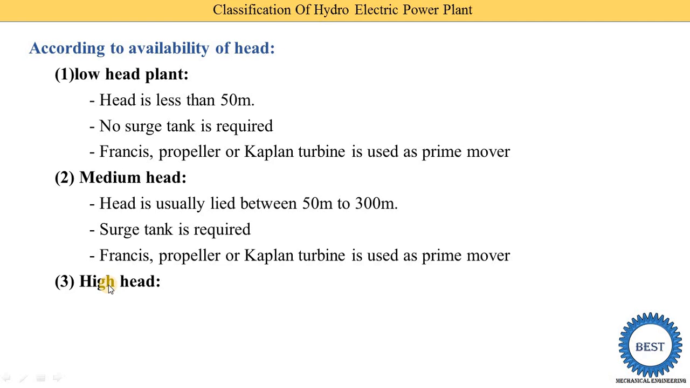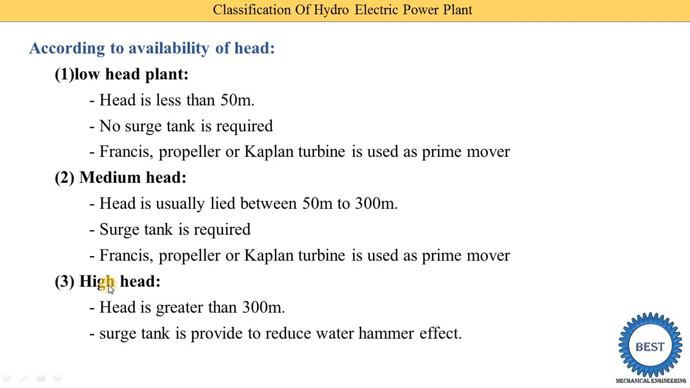Third one is the high head plant. If head is greater than 300 meters, it is called a high head plant. Means the height between the turbine and the water level in the reservoir is greater than 300 meters. In high head, a surge tank is provided to reduce the water hammer effect. Francis or Pelton wheel is used as a prime mover. Prime mover means the turbine used in a high head power plant.